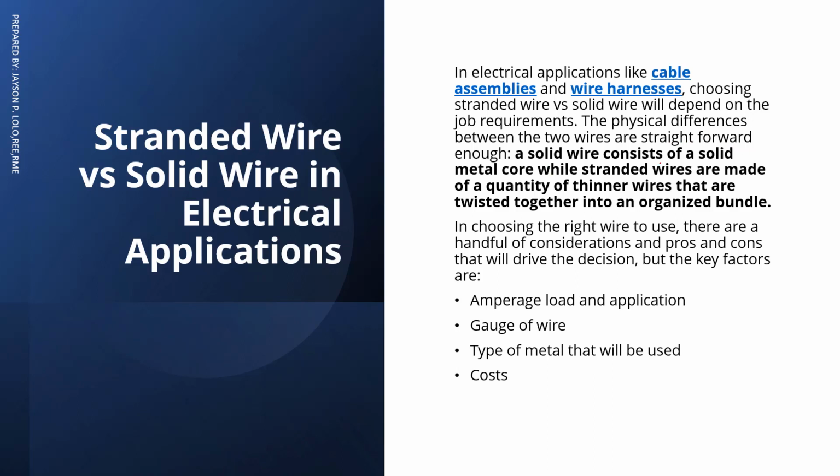A solid wire consists of a solid metal core, while stranded wires are made of a quantity of thinner wires that are twisted together into an organized bundle. Both stranded and solid wires are used by engineers in a wide variety of cases. In any case, there are advantages and disadvantages of stranded wire versus solid wire that lead to selecting one over another for each particular application. There you can see the key factors.